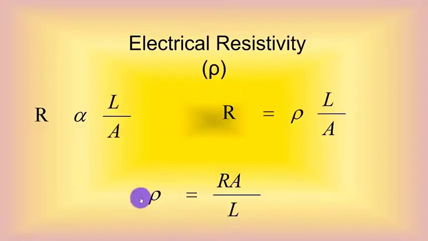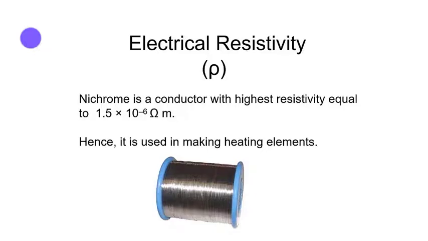If you want the term rho, then you have to rearrange this equation. Rho is equal to RA by L, and this is the important term which is termed as the electrical resistivity. Nichrome is a conductor with the highest resistivity, equal to 1.5 into 10 to the power of minus 6 ohm meter. So it is used in making heating elements.